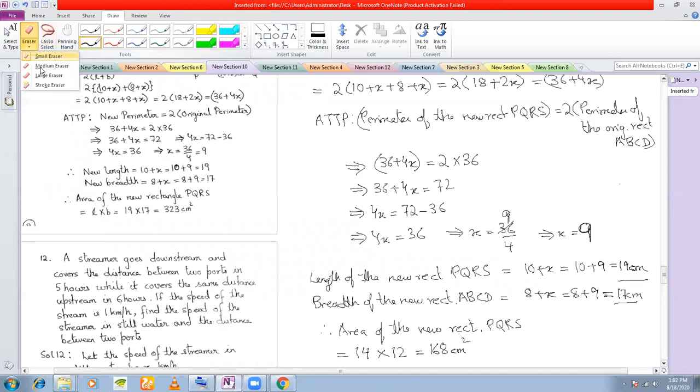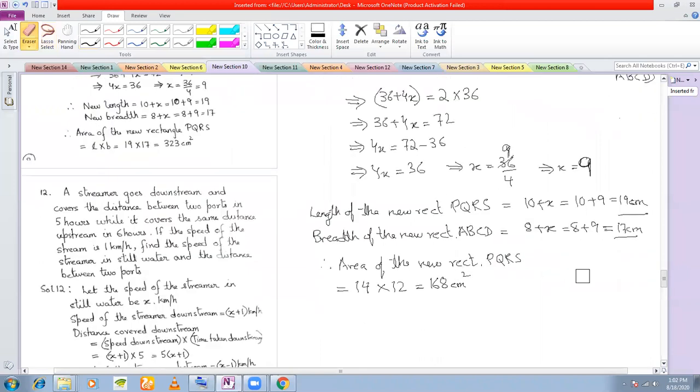So your area will be 19 into 17, which is 323 centimeters square. Okay, so this will cancel with this 9 times. I have written 9 mistakenly in the denominator.